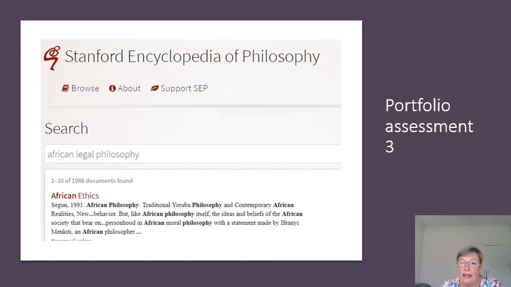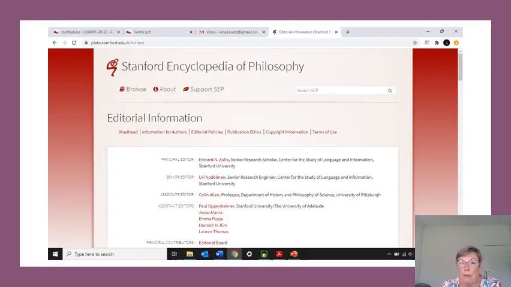And if you go to their webpage, you will see here their editorial information, which includes the style, the way in which you must write for them, which is different from how you write for UNISA. So you look there, see what their policies are, etc., etc., and then you write in one page, just one page, you write a summary of African legal philosophy in an easily understandable format.